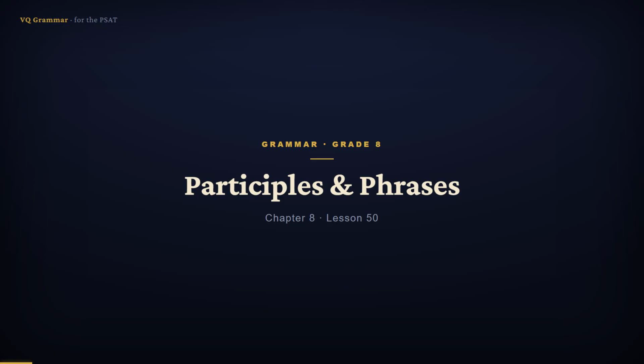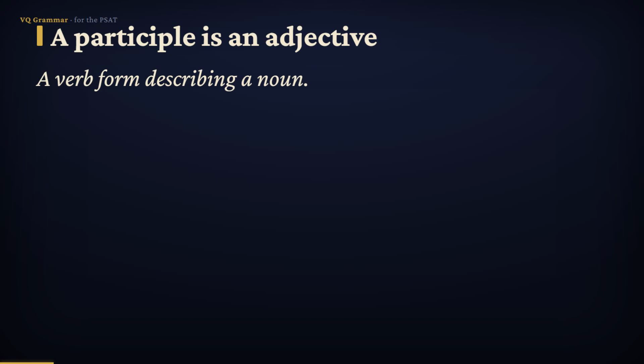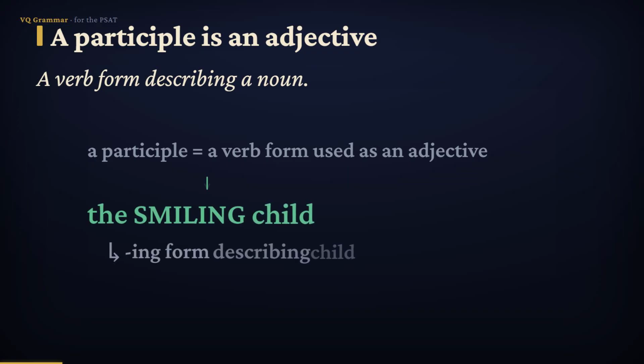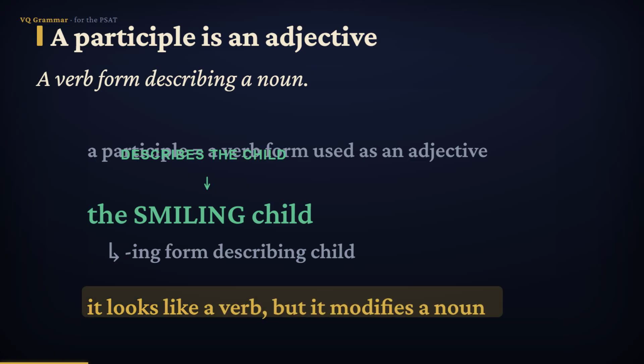A participle is a verb form used as an adjective, and today we'll see how a single participle, or a whole phrase built around it, can describe a noun. So here's the core idea. A participle is a verb form used as an adjective. Take the smiling child. Smiling is built from the verb smile, but here it isn't the main action. It's describing the child, the way a plain adjective like happy would. So even though it looks like a verb, its real job is to modify a noun.